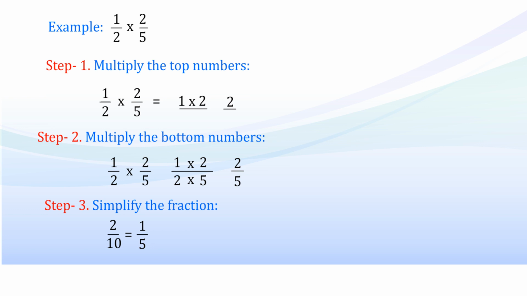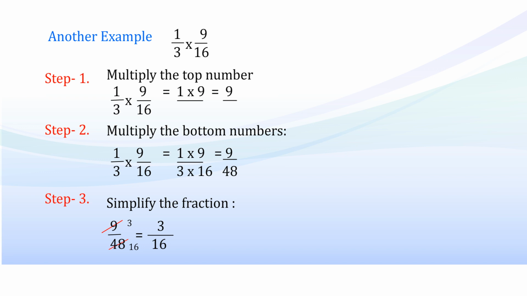Example: 1 by 2 into 2 by 5. Step 1. Multiply the top numbers. 1 by 2 into 2 by 5: numerator 1 into 2 equals 2. Step 2. Multiply the bottom numbers. 1 by 2 into 2 by 5 equals 1 into 2 by 2 into 5 equals 2 by 10. Step 3. Simplify the fraction. 2 by 10 equals 1 by 5.